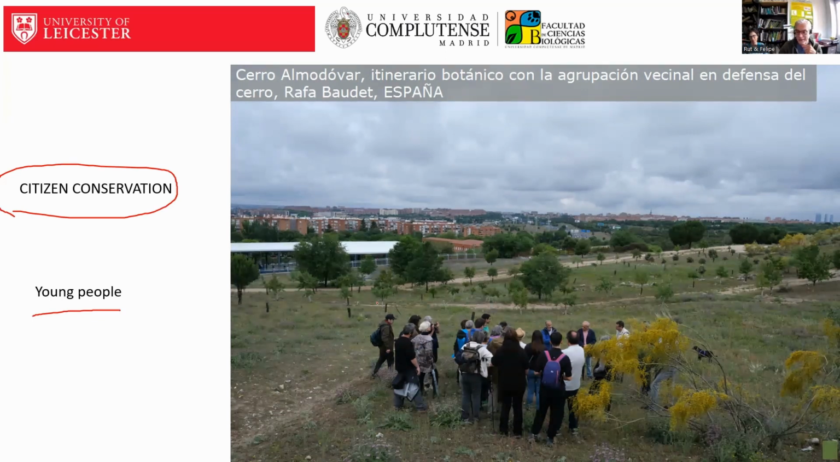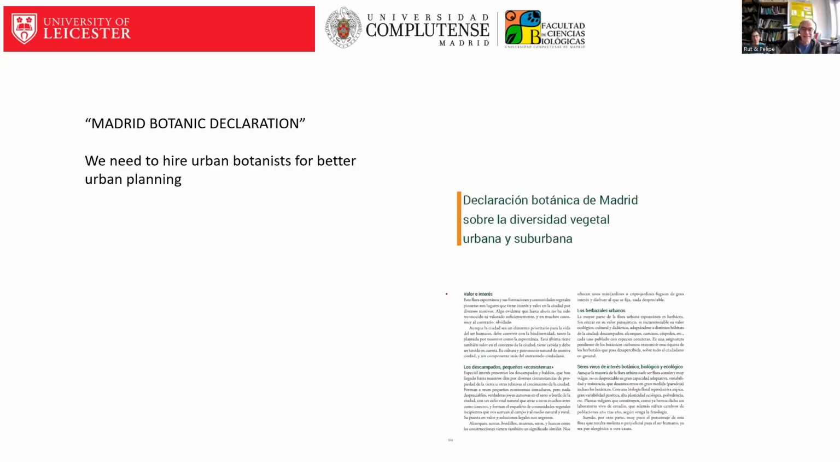As you can see there, this is a meeting of people in a neighborhood in Spain talking about conservation problems of this area, and the average age of this group was like 50 or 60, I don't know, just one or two young people. We have to conserve, also, talking about citizen science, we have to conserve young people, at least in Spain. And that's it.